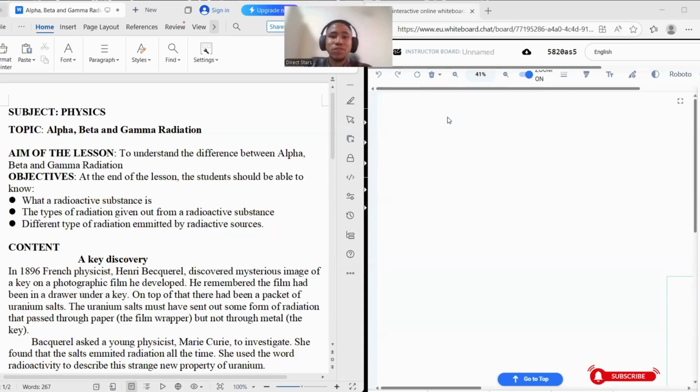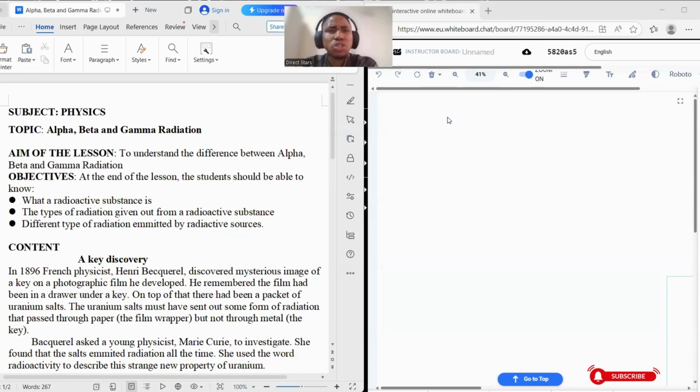Our subject for today is physics, while our topic is alpha, beta, and gamma radiation. The aim of today's lesson is for you to understand the difference between alpha, beta, and gamma radiation. The objective of the lesson is for you to understand what a radioactive substance is, the types of radiation, and the different types of radiation emitted by radioactive sources.